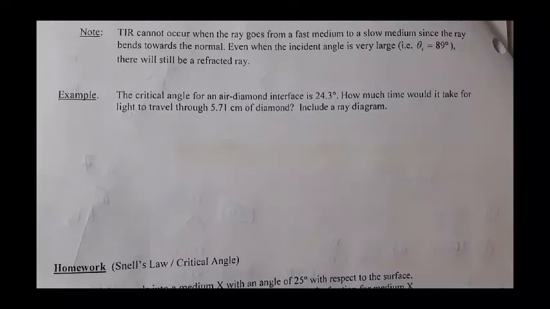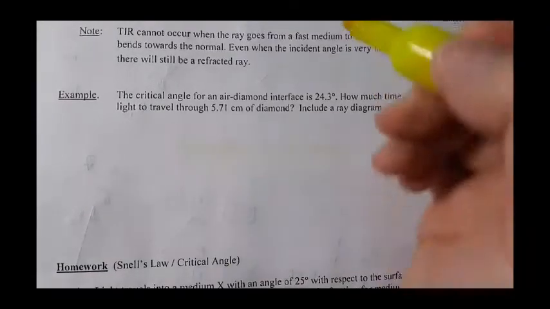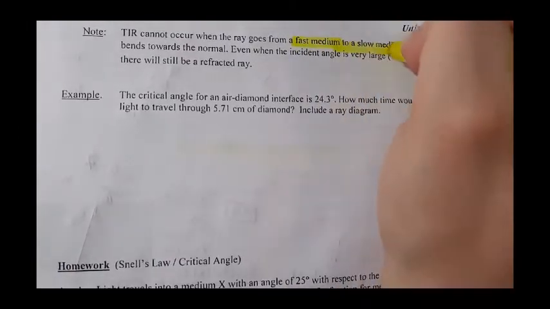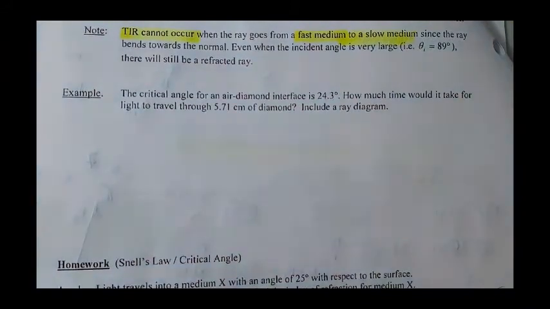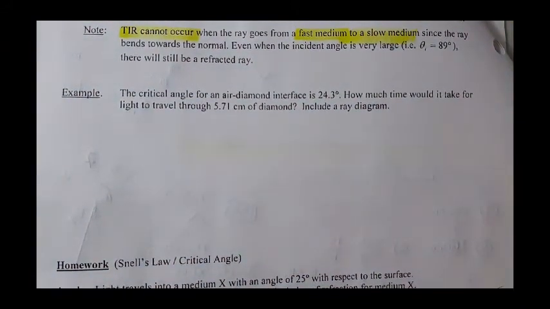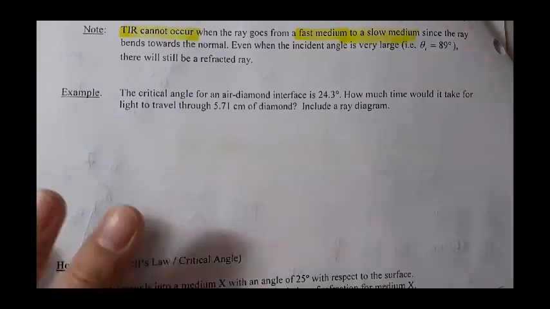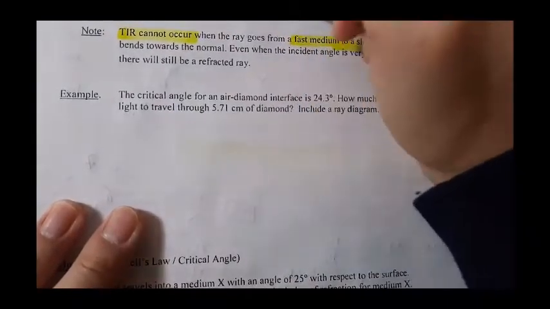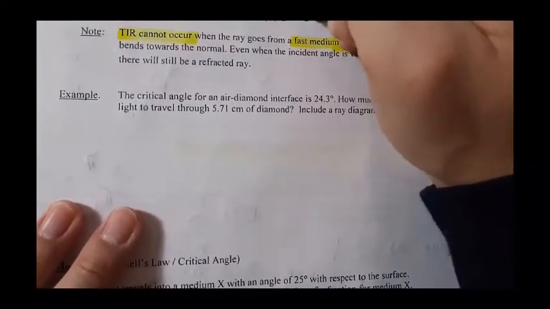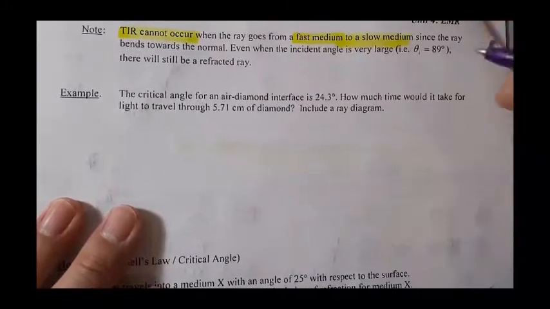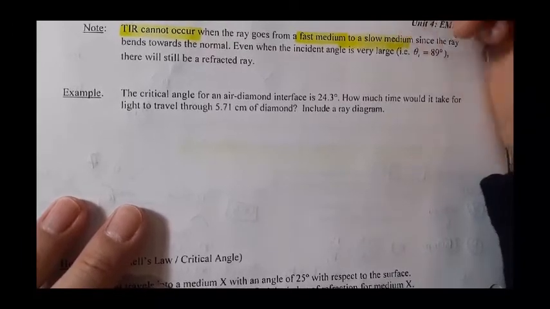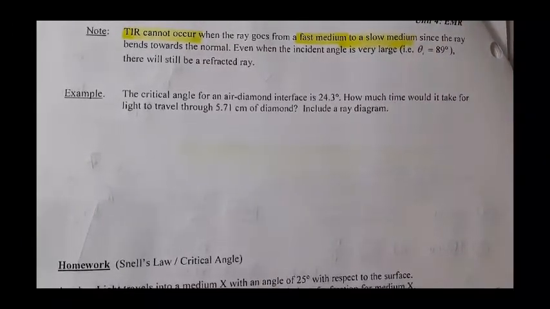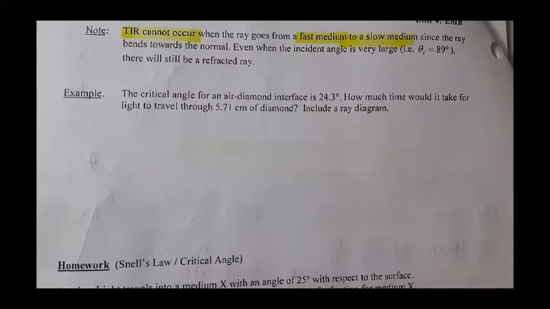And total internal reflection generally cannot occur when the ray goes from a fast medium to a slow medium. It's because you need to remember, if I want to go with the bigger angle, that means I need to go with less dense. So I need to go from slower speed to faster speed, not the other way around. Faster medium to slower medium, we're not going to make that happen.